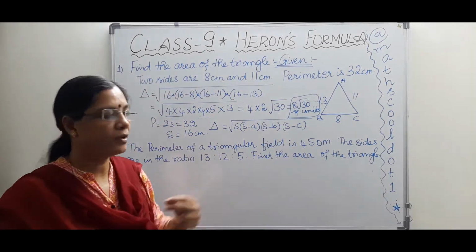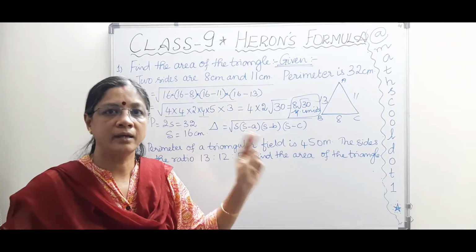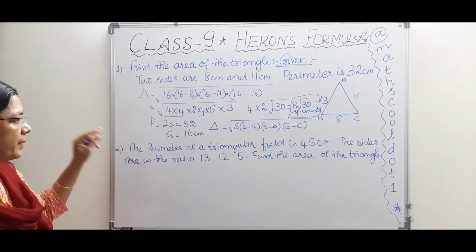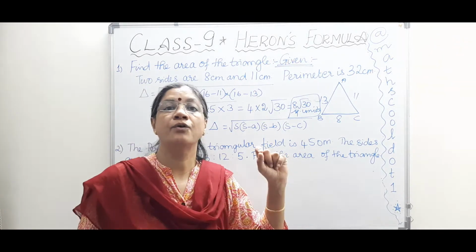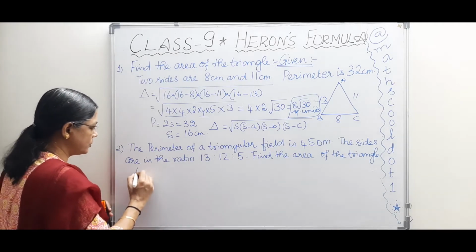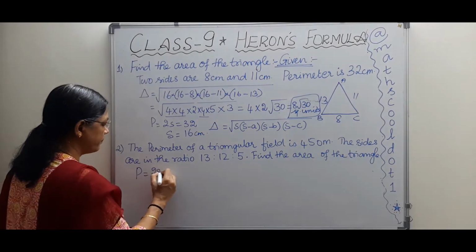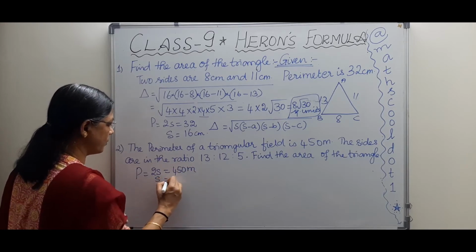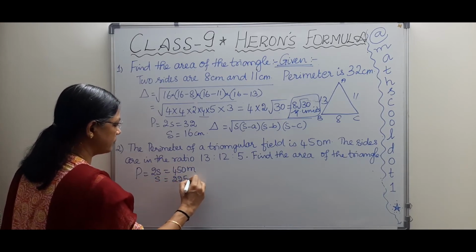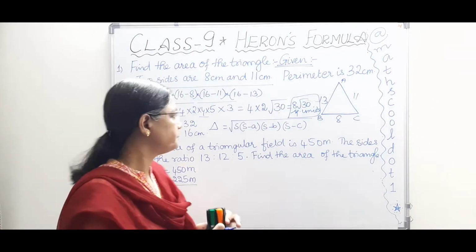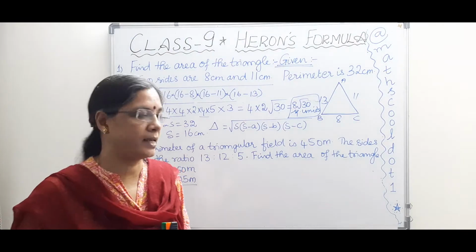So if the perimeter is given, find the other side, then apply it in Heron's formula. So it is easy. Next: the perimeter of a triangular field is 450 meters. Just like the previous sum, they have given you the perimeter. So p is equal to 2s, which is equal to 450 meters. Therefore s is equal to 225 meters. So we have found s now. So the first part is over.